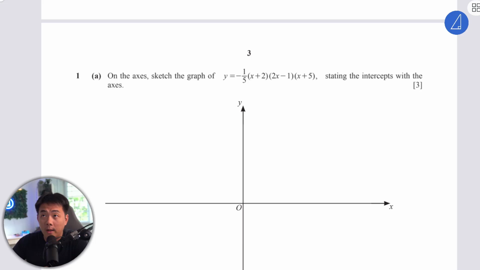Let's look at question 1. So on the axes, sketch a graph of y equals -1/5 (x + 2)(2x - 1)(x + 5), stating the intercepts with the axes.